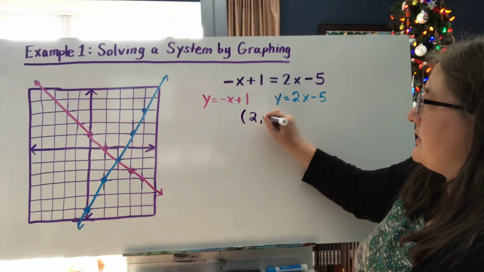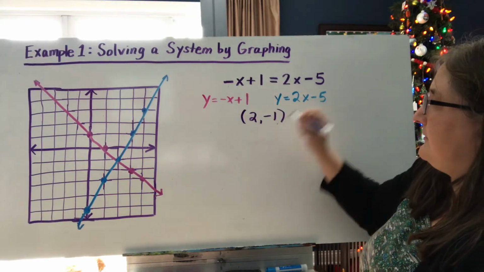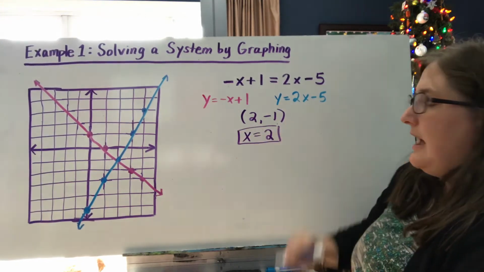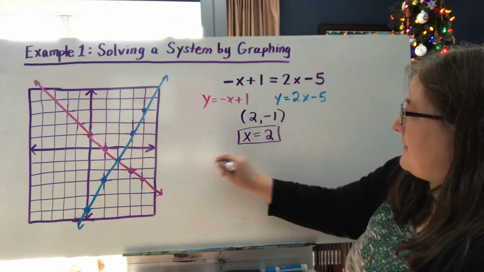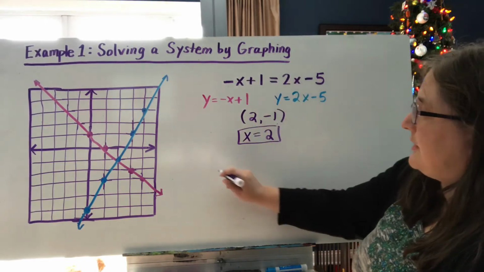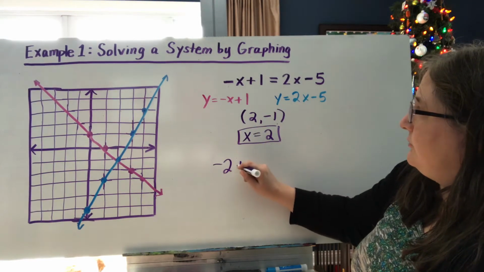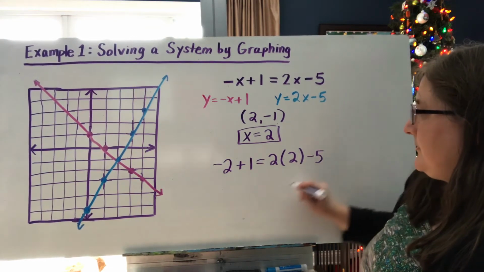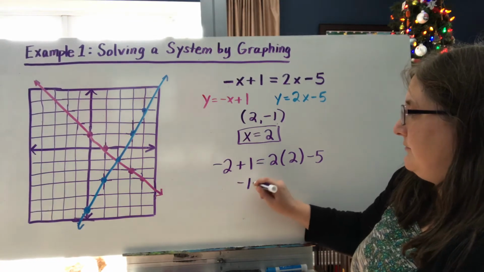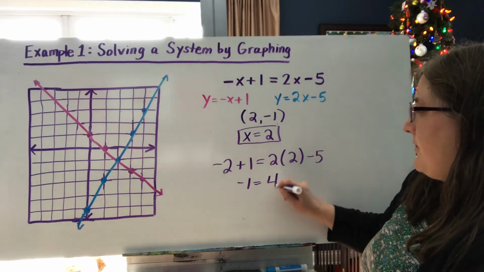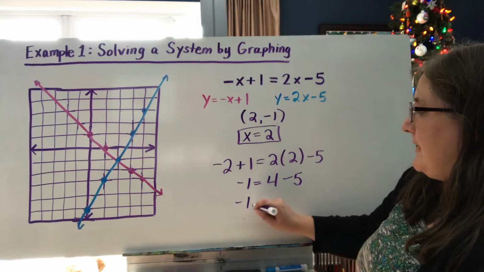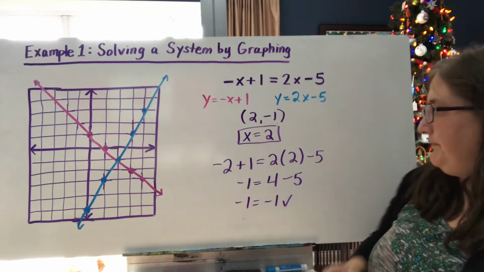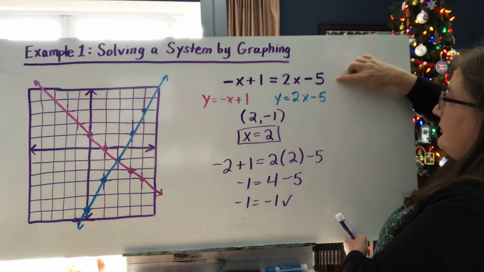So basically the one I care about here is my x value, because I had an x in my original equation. I get x equals 2. So I think I've found my solution. I just want to check my answer. So if I plug 2 in for x into my original equation, I'll get negative 2 plus 1 equals 2 times 2 minus 5. Negative 2 plus 1 gives me negative 1. 2 times 2 gives me 4. And 4 minus 5 also gives me negative 1. So my answer checks out. So here x equals 2 in this equation.